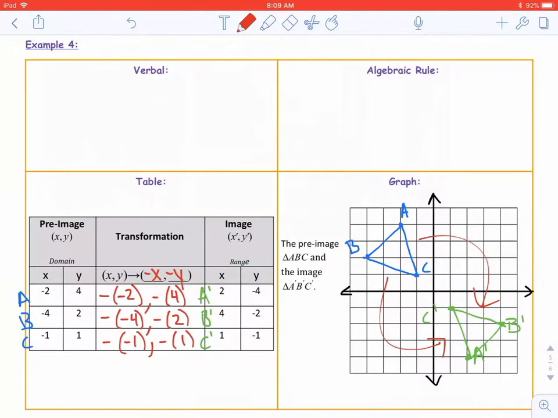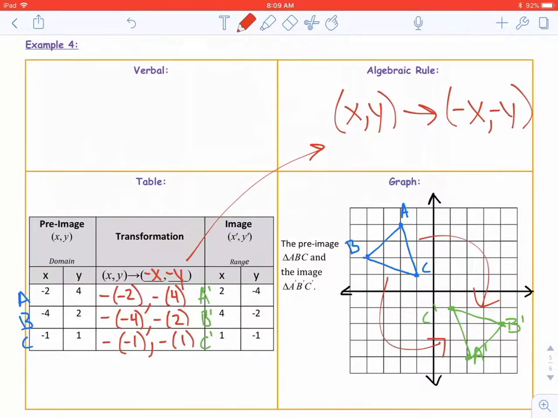So we just need to finish up writing the algebraic rule and then the verbal description. So our algebraic rule would be that for all the points in our pre-image, x and y, that rotated 180 degrees, which just changes the sign of the x and the y.